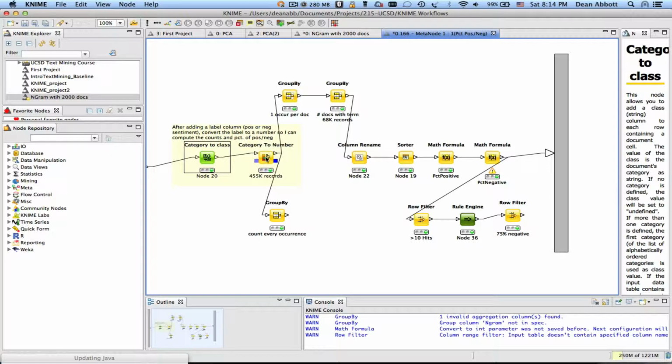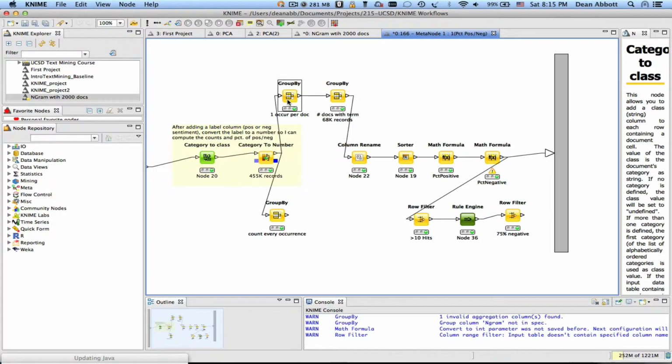This next node, category to number, converts those categories to a number, either positive or negative. It just goes through sequentially. The first label it finds in the data is assigned the number 0. The next label is assigned 1. So negatives are assigned 1 because positives occurred first in the data. So positives are coded as 0, negatives as 1. But by coding it as a number rather than a text string, I can operate on it using the group by function.